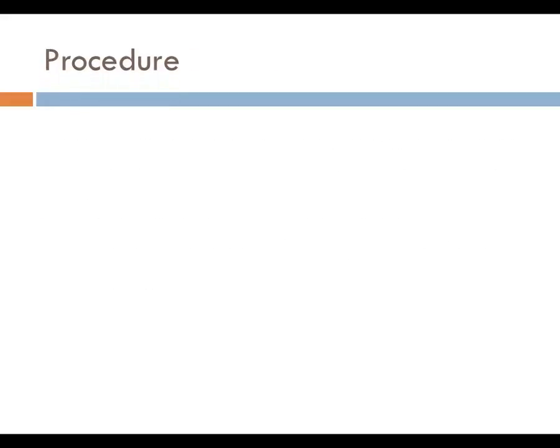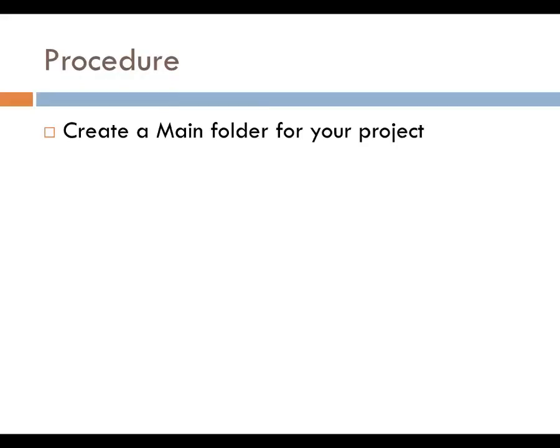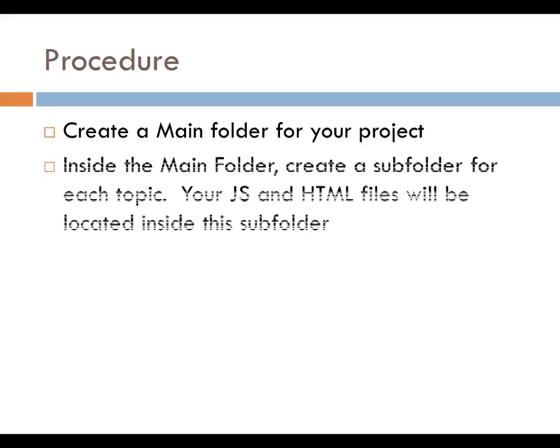So what is the procedure here? First of all, you need to create a main folder for this project. So all your HTML and JavaScript files will be located in this folder. Now, inside the main folder, create subfolders. So we're going to have different topics. Of course, when you're learning a language, you basically learn different topics, and for each topic you have a folder, and that's going to help us again in terms of organization.